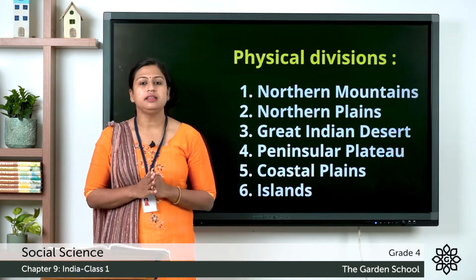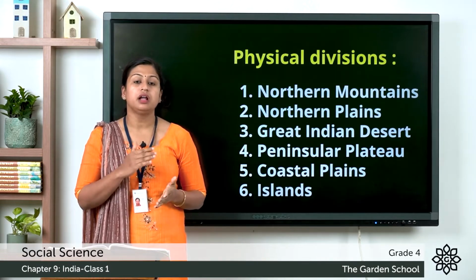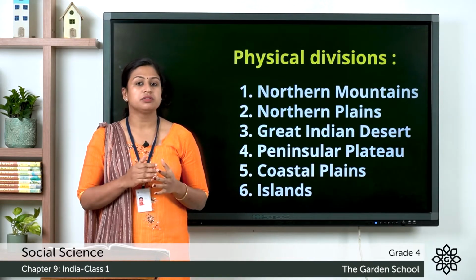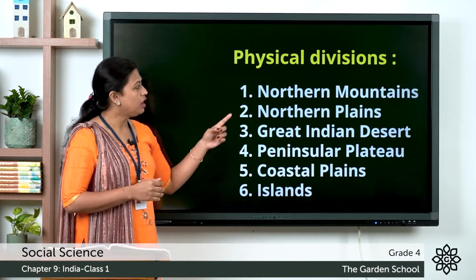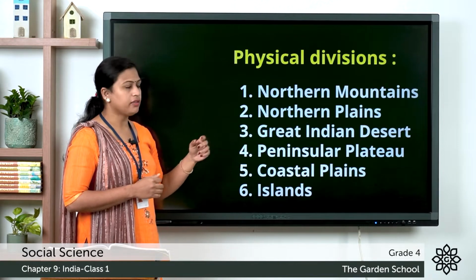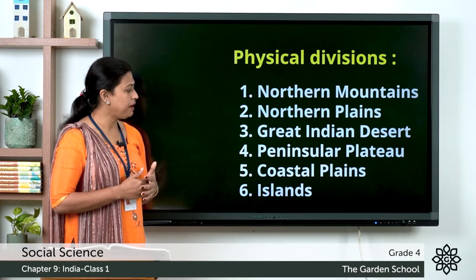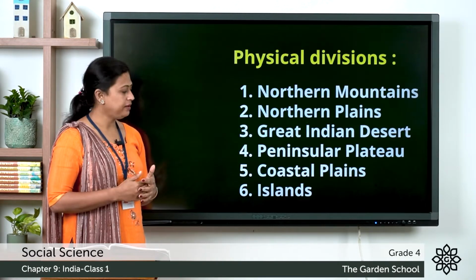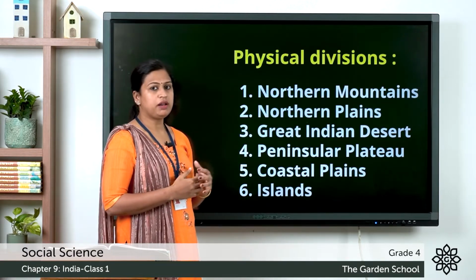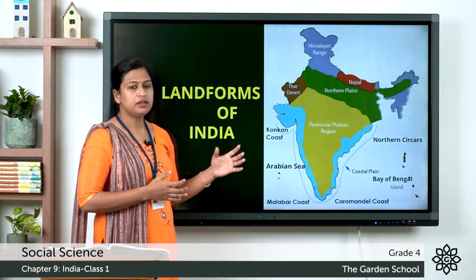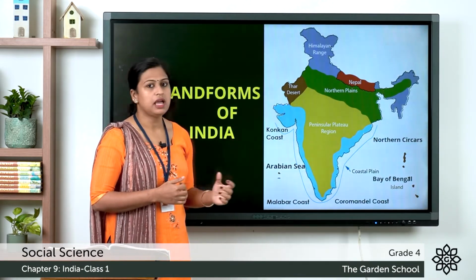Now let's see the different landforms in India. So we have already discussed that there are different landforms in India. So on that basis there are 6 divisions. The first one, Northern Mountains; second, Northern Plain; third, Great Indian Desert; fourth, Peninsular Plateau; fifth, Coastal Plain; and the 6th one is Islands. Now we'll discuss these one by one. So here you can see the location of these physical divisions on the Indian map.